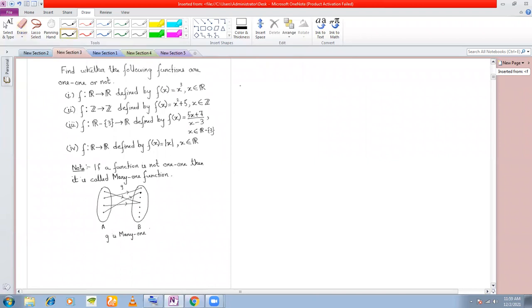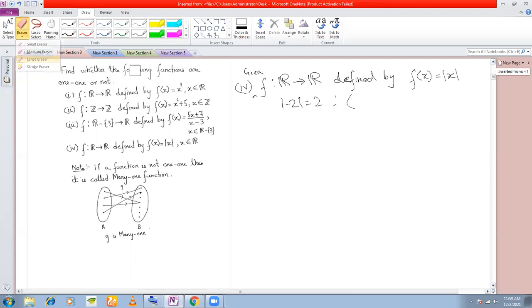Number 4. f from R to R, the set A is R, set B is also R. So given here, f from R to R defined by f(x) is equal to mod x. I have already mentioned to you what mod is, right? If you remember mod, I told you mod of minus 2 must be equal to 2. And if you have mod of a positive number, let's say if you have mod of half, it becomes half, right? So that is what mod means.